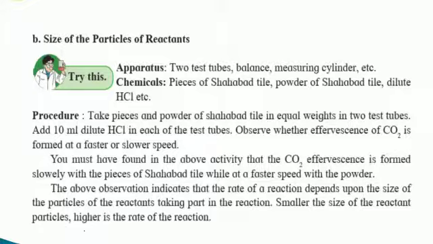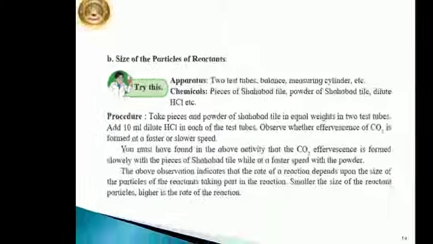Like suppose on the Shahabadi tile, if we drop acid, now what do you see? You must have seen that carbon dioxide effervescence is formed slowly with the pieces of Shahabadi tile, while faster with the powder. If we put hydrochloric acid on the Shahabadi tile, the effervescence is formed very slowly, whereas in the powder it is formed very fast. The above observation indicates that the rate of the reaction depends upon the size of the particles of the reactants taking place in the reaction. Smaller the size of the reactant particles, higher is the rate of reaction.